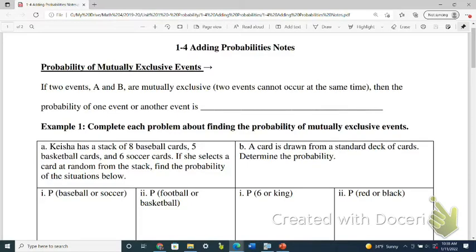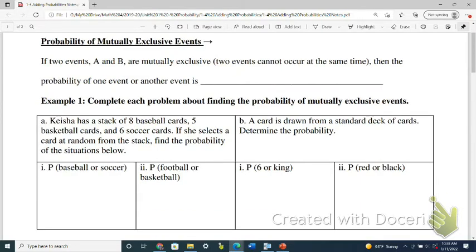Good morning. Today we are going to do 1-4, which is adding probabilities. The key word you are looking for when we talk about adding probabilities is "or." Anytime we see "or," that means we are going to add. So yesterday, if you'll remember, we did multiplying probabilities. And the key word we look for there was "and." And equals multiply, or equals add.